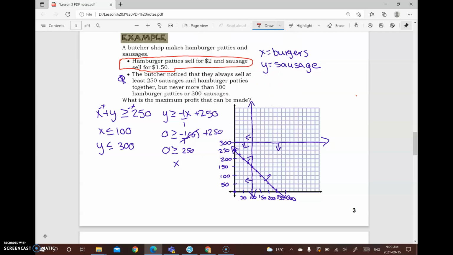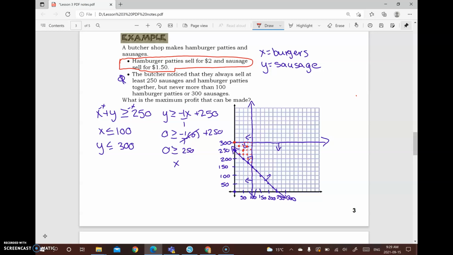So I'm going to go ahead and dot that section. And I'm dotting because we can only sell whole amounts of hamburgers and sausages. We cannot sell half or 3/4. So I'm dotting to show only whole numbers are allowed. Okay, so there I have my solution region.